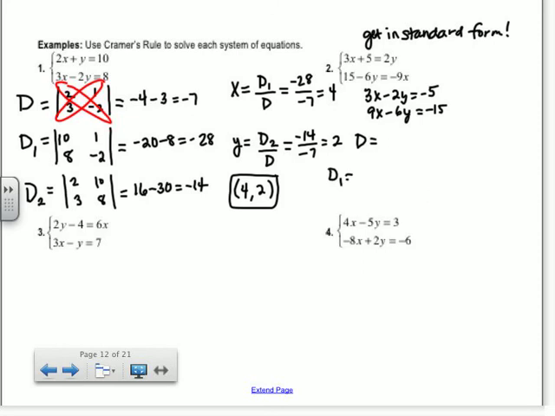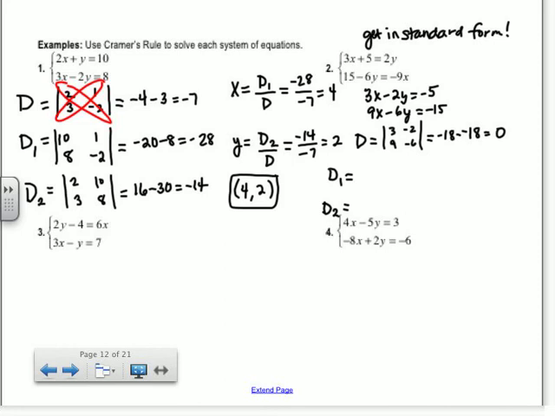So D, I have 3, negative 2, 9, negative 6. So I end up with negative 18 minus a negative 18. So I get 0. Okay, so that's your first clue that something's weird. Because when you find x, it's D1 over D, so you have 0 in the denominator. Okay, so it's either a no solution or an infinitely many solutions. All right, so if we get that neither D1 or D2 is equal to 0, then it's no solution. If you get that one of those other ones is 0, at least one of them, I mean both could be, then it's infinitely many.